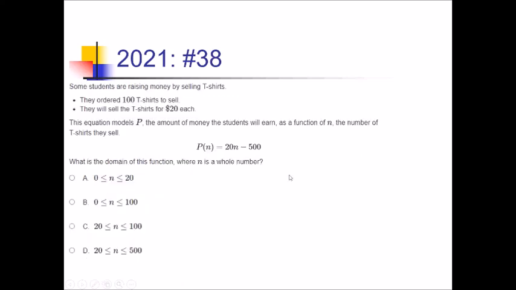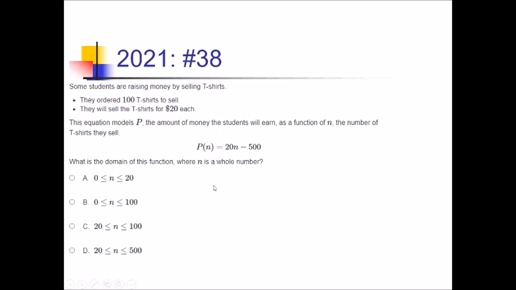On this problem, we have students raising money by selling t-shirts, and they ordered 100 of these to sell for $20 each. And here's a nice little equation that models all this. We want the domain of this function, where n is a whole number. So domain is the inputs.